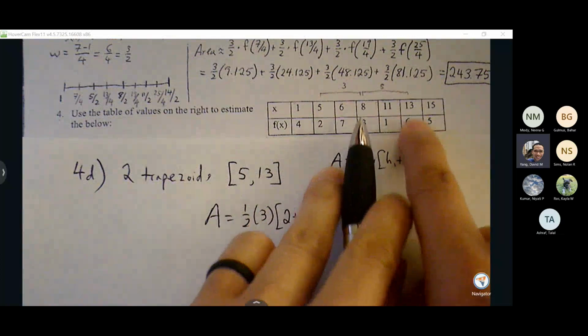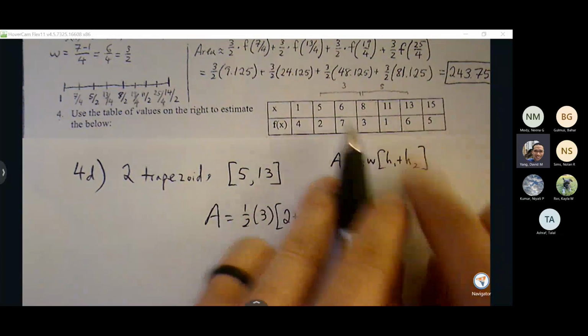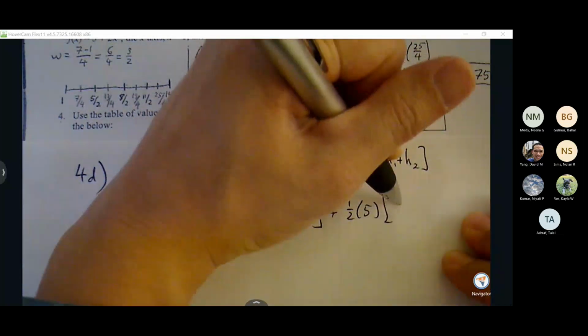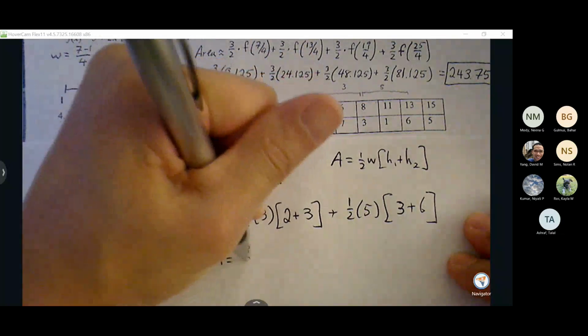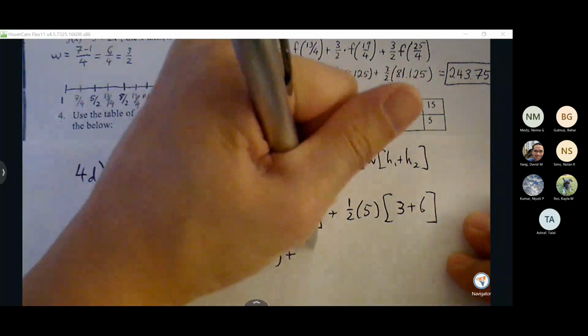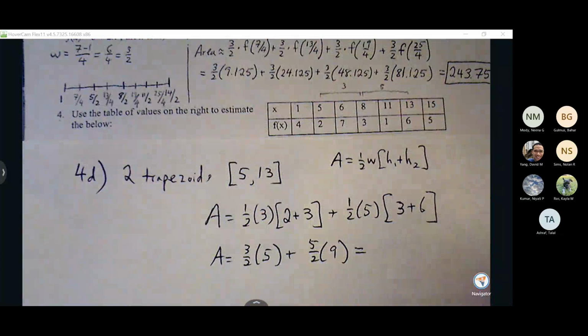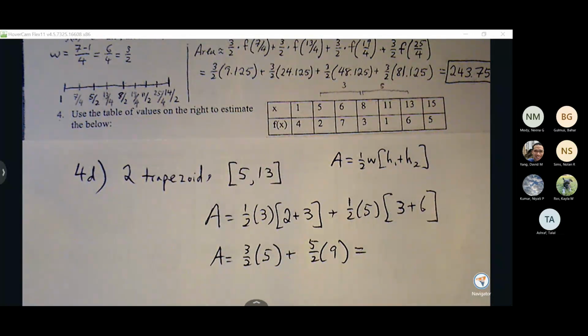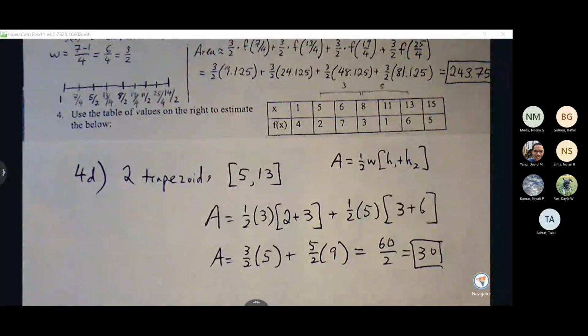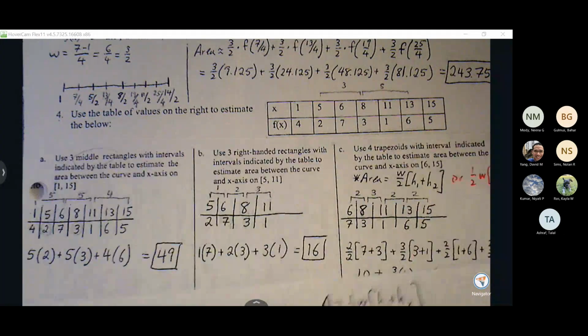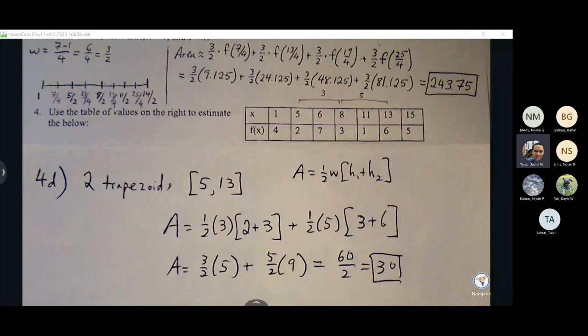Okay, moving on to the second trapezoid. Width is 5, and the heights are 3 and 6. Okay, any questions with table of values, Riemann sums?